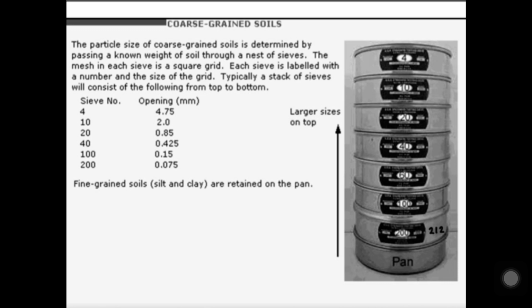To conduct the analysis, we weigh the amount of soil retained on each sieve, which tells us the distribution of different particle sizes in the sample. Larger particles like gravel and coarse sand are retained on the upper sieves, while finer particles like silt and clay may be found on the lower sieves or even pass through to the pan. The image on the slide shows a typical stack of sieves used in this process, with labels indicating the size of each sieve. This setup allows engineers to classify the soil accurately based on particle size distribution, which is essential for determining the soil's suitability for construction and engineering applications.